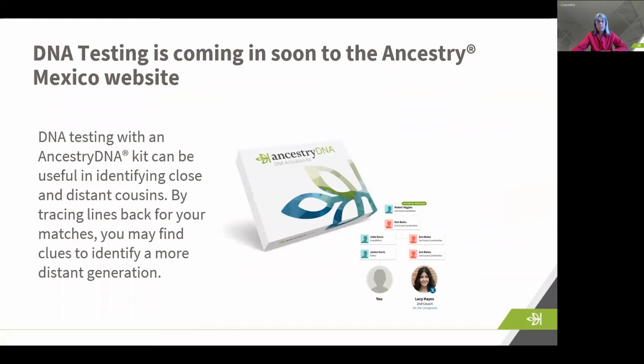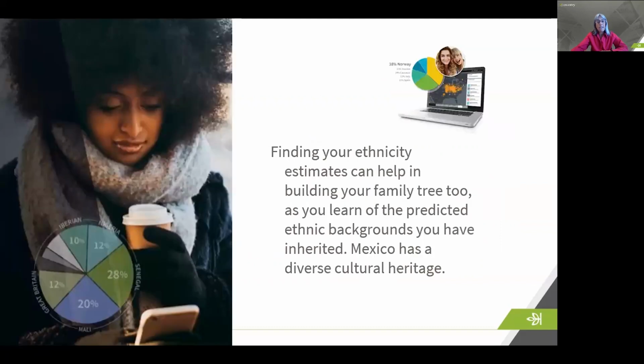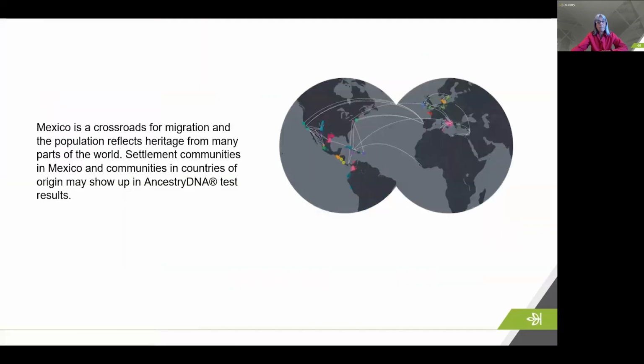DNA testing is coming soon to the Ancestry Mexico website. DNA testing can lead to breakthroughs in building your family tree. The ethnicity prediction at Ancestry DNA can help you in identifying countries of origin for your ancestors. The ethnicity predictions can also be helpful in identifying their communities of settlement in Mexico and in showing patterns of migration.